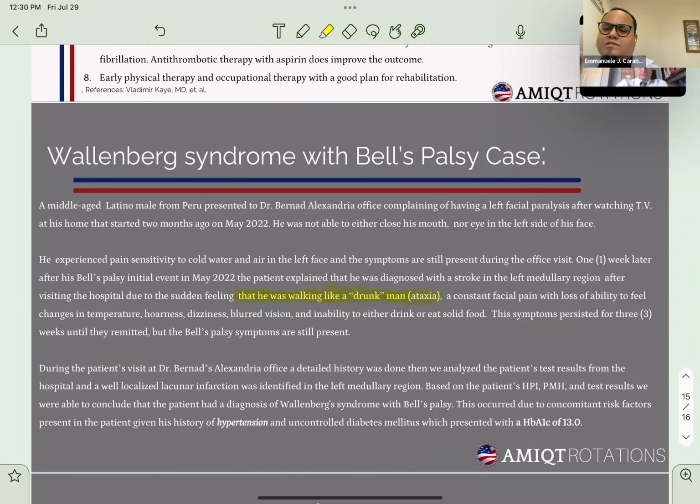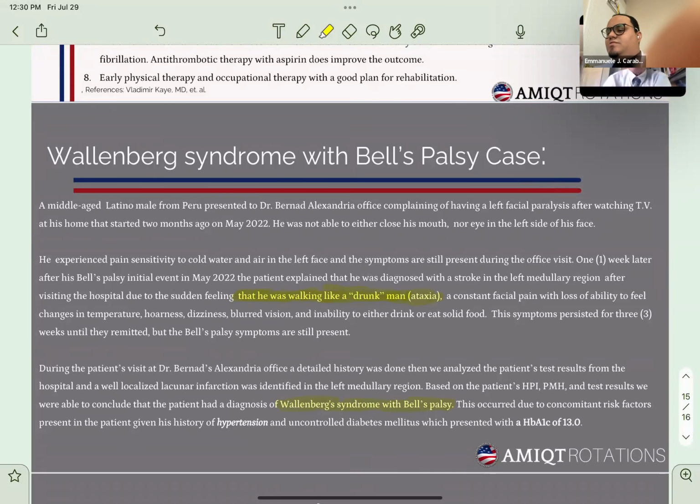During the patient's visit at Dr. Bernat Alexandria office, a detailed history was done, and we analyzed the patient test results from the hospital. And that is when we found a localized lacunar infarction that was identified in the left medullary region, okay? So based on the patient's HPI, past medical history, and test results, we were able to conclude that the patient had a diagnosis of Wallenberg Syndrome with Bell's palsy, both at the same time, okay?